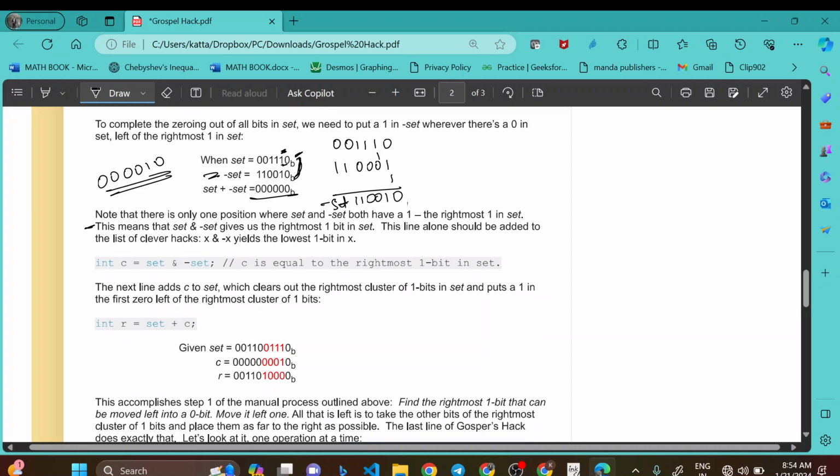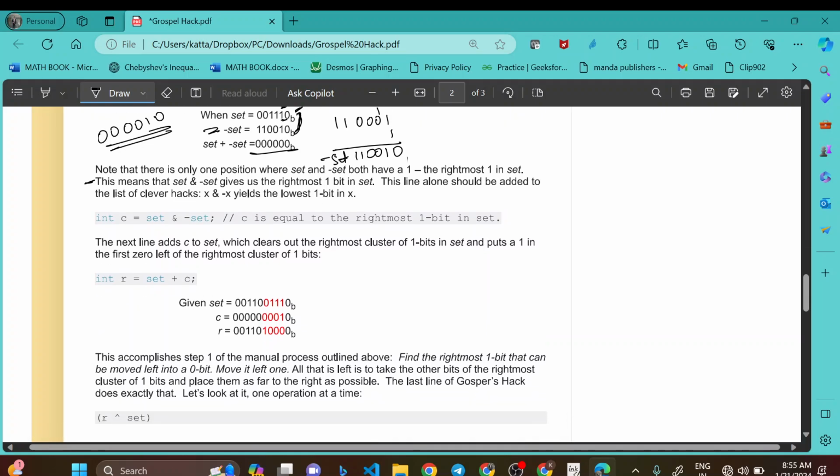So the next line: add c to the set. Once you have got this particular value, set AND minus set, you are storing it in c. Now what is the next line telling? Add that particular c to the set.